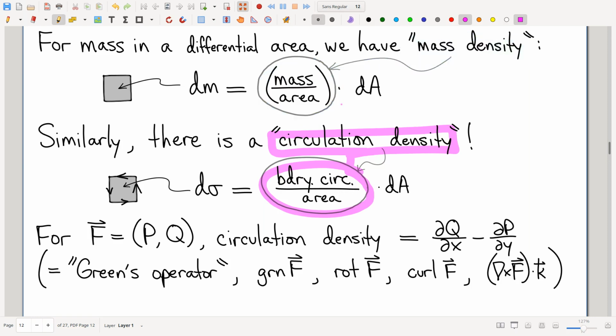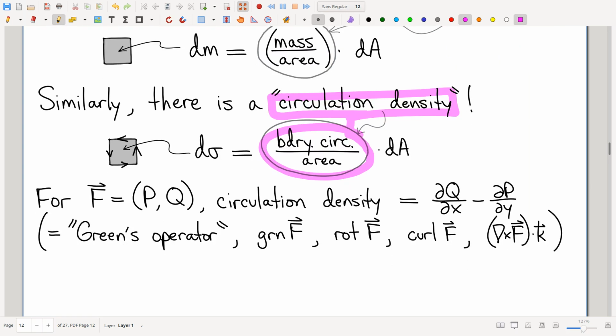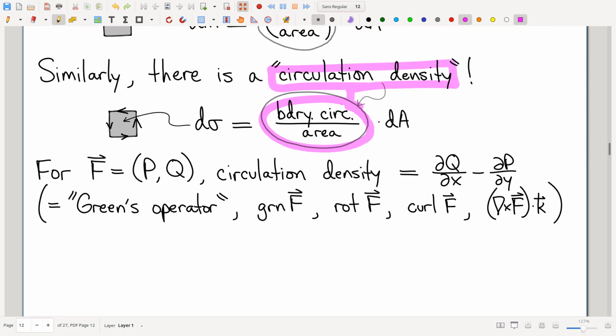Here's the good news. There's a formula and several notational options for circulation density. Here's the formula: dQ/dx minus dP/dy. Boom. Now, why does this formula work? Well, there's a computation you can do. The computation's in the book. The computation's important in the sense that if you want to be rigorous and check all the details, then yes, that's an important computation. For what we're doing here, I know y'all are engineers.